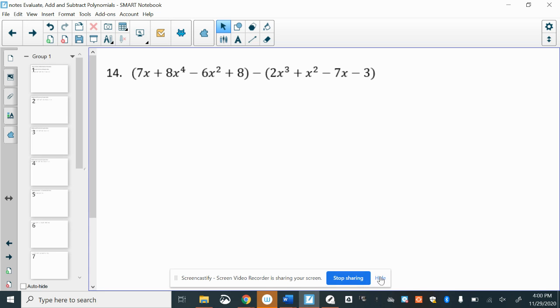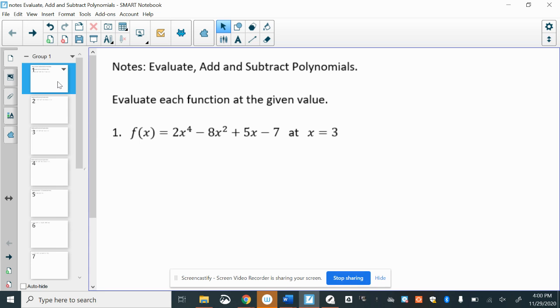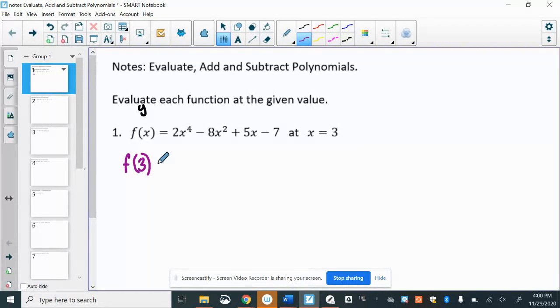Hi guys, so today we're going to start talking about evaluating and then adding and subtracting polynomials. Evaluations, you've done this before, keeping in mind f of x really just means y. It's another way to denote y. I want to know what this function is when x is equal to 3. So we're going to replace x's with 3.